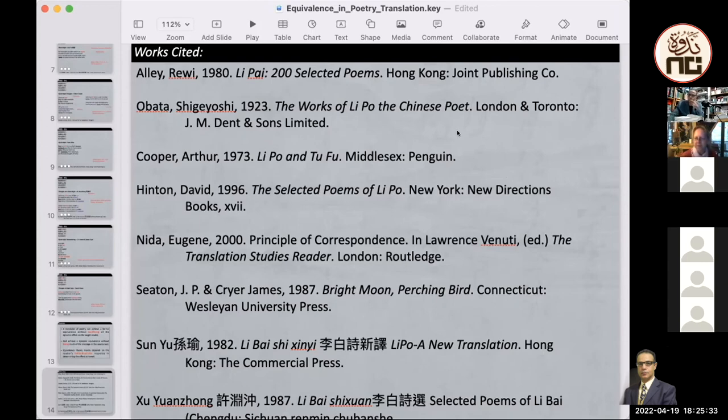Yes, this is Joseph. I have a question for Dr. Gouda. You know, in Cantonese there are 9 voices and 6 tones. Is it better to read the poetry in Cantonese than in Mandarin?